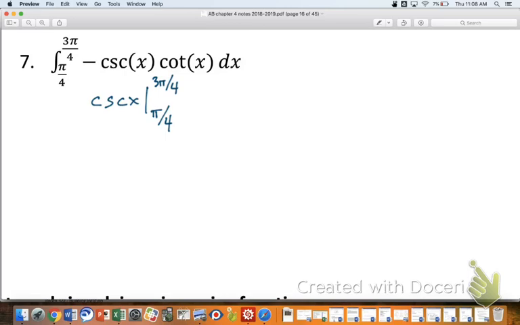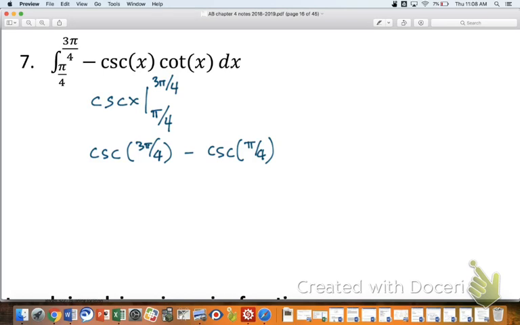So we plug in the 3 pi over 4 first, and then we subtract the evaluation at pi over 4. And this is where your unit circle comes into play. If I could just let you in on how I do this, I think of cosecant as the reciprocal of sine, and I ask myself, what is the sine of 3 pi over 4?